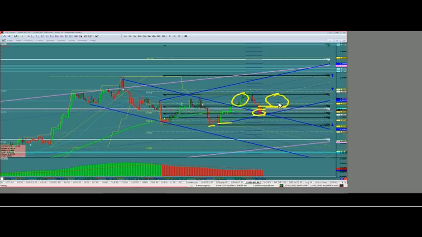Or day before yesterday. Same exact trade, and then there's another one up here.